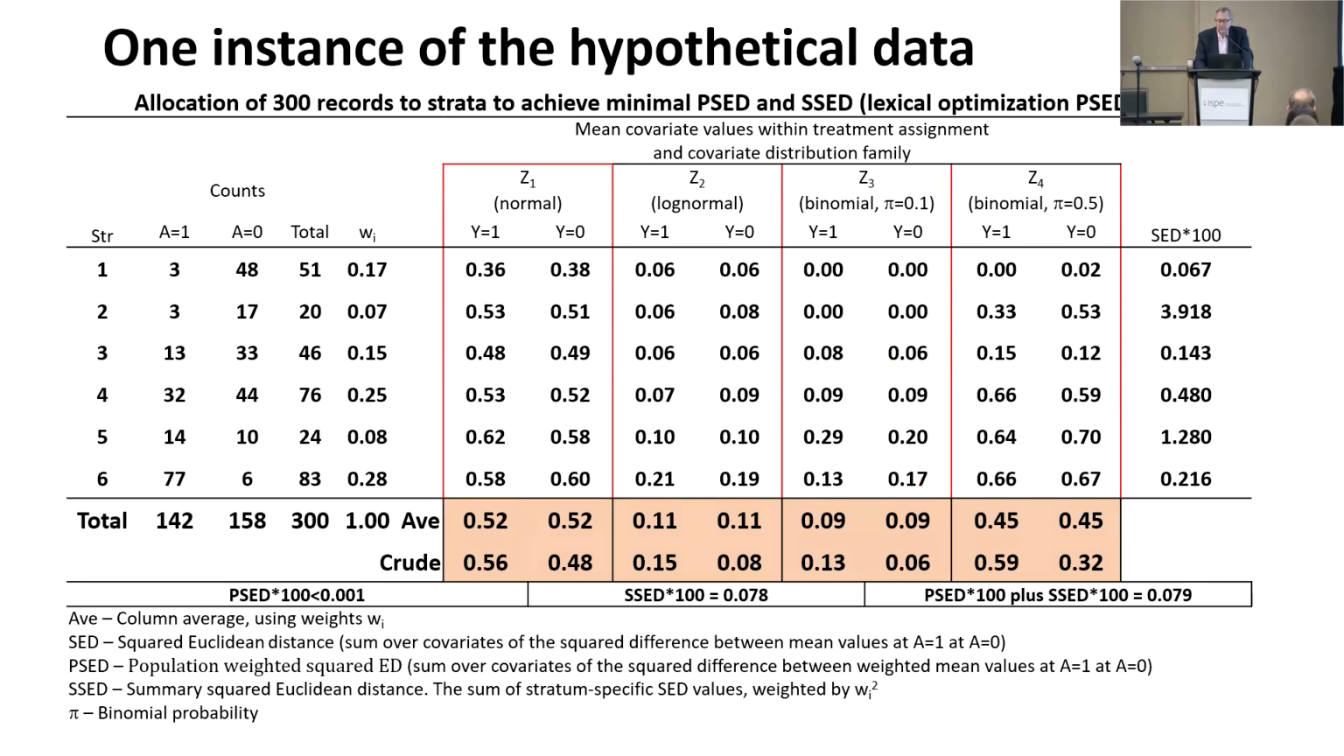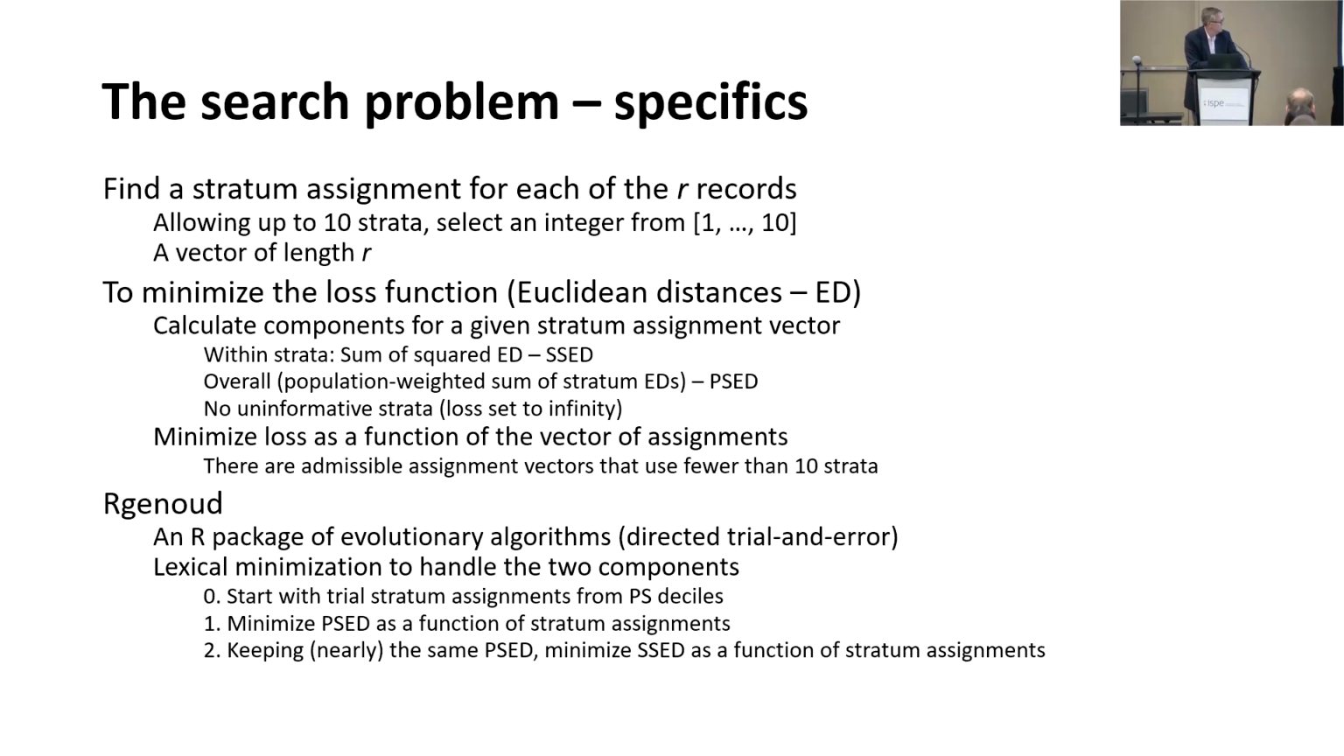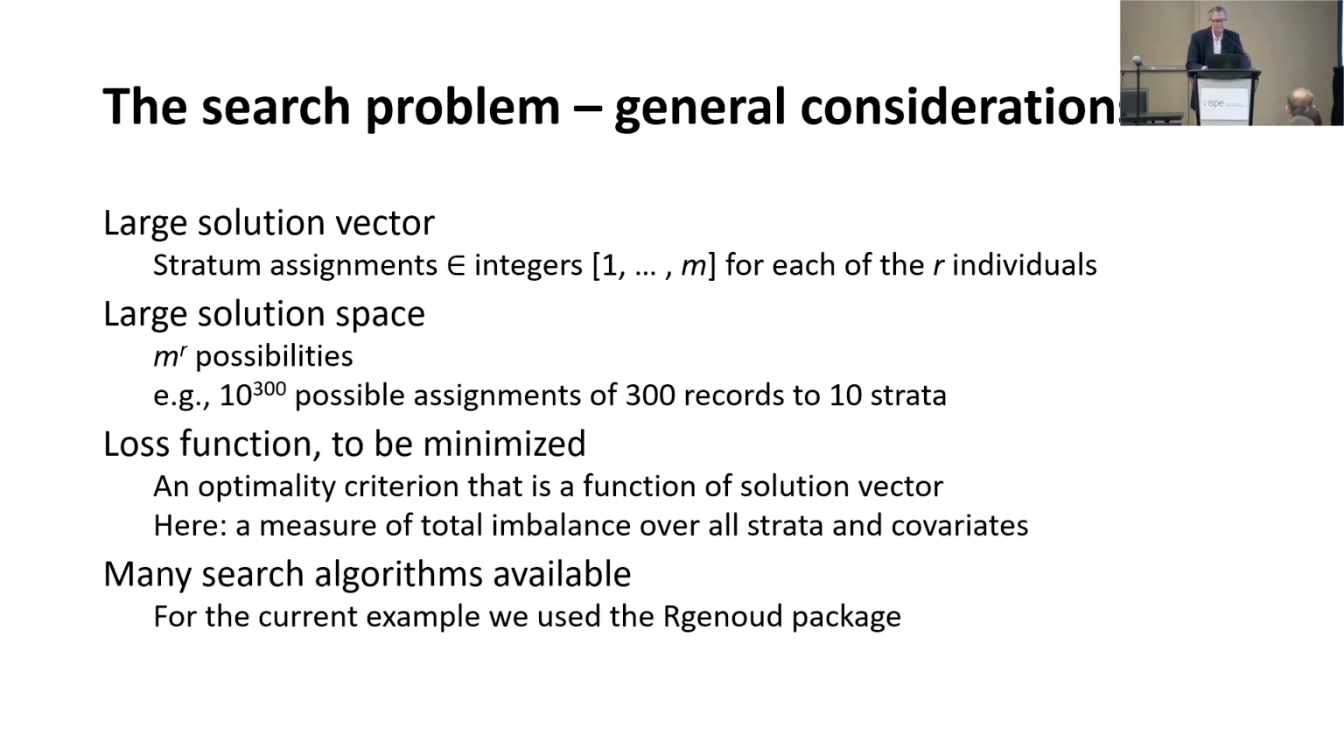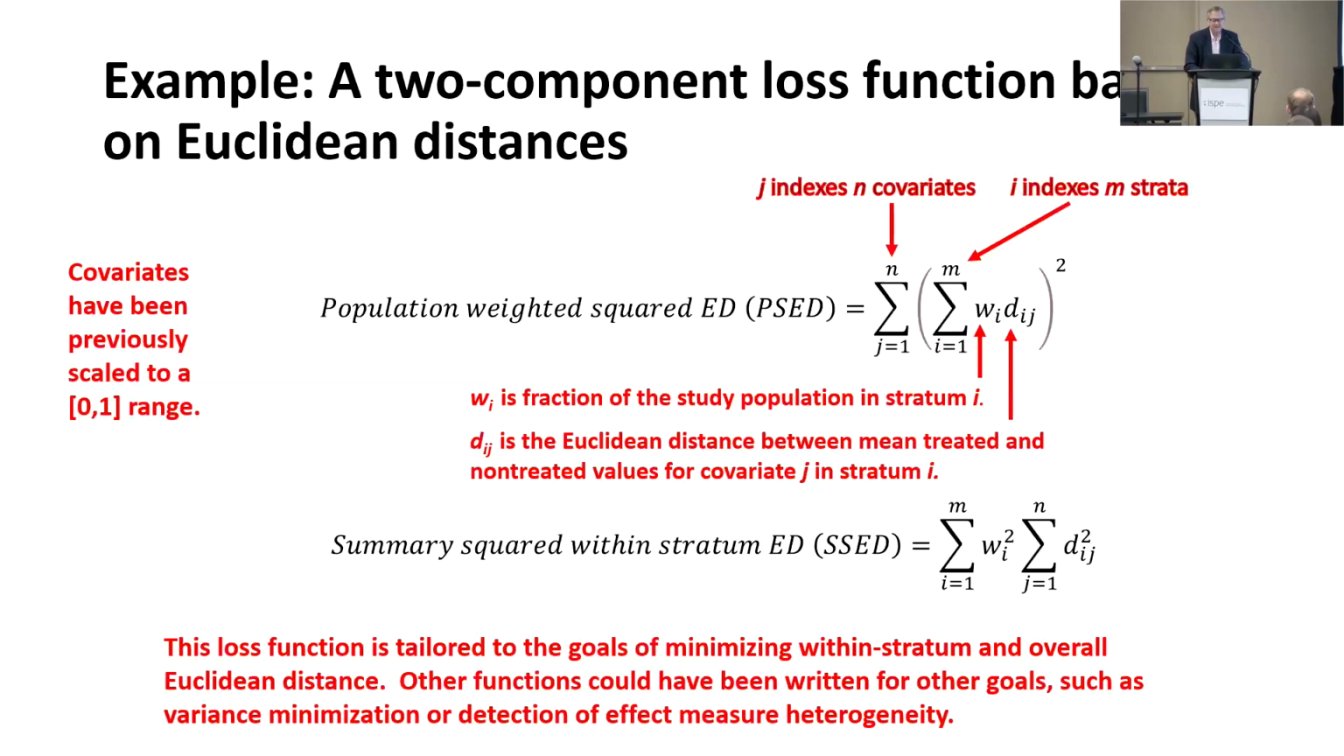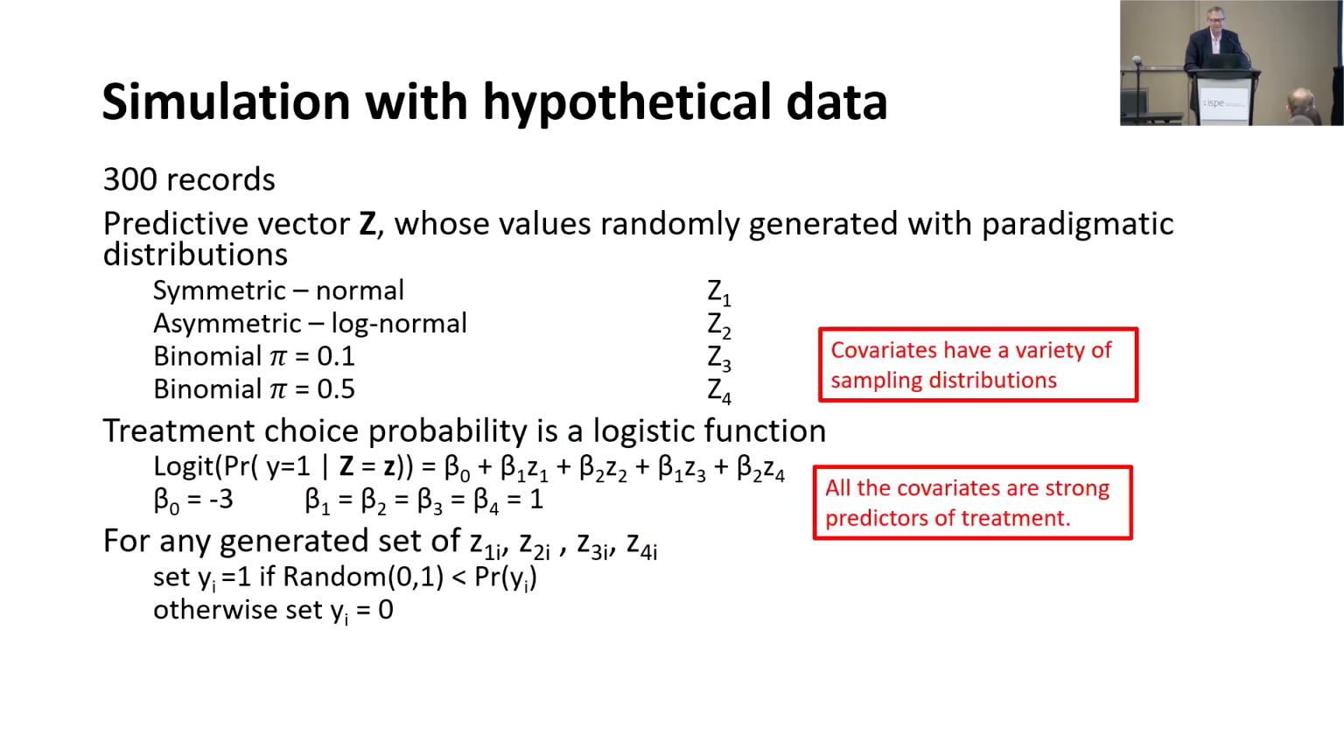Since each covariate was a positive predictor of treatment in the crude average, each has, whoops, wrong button. There we go.